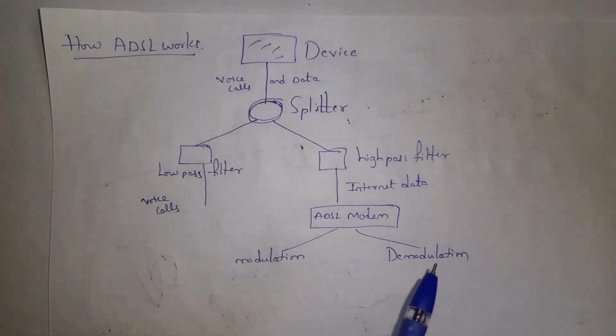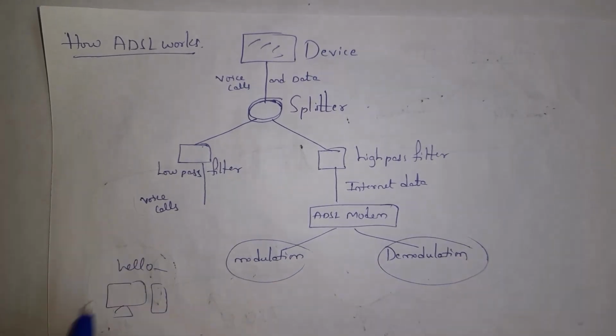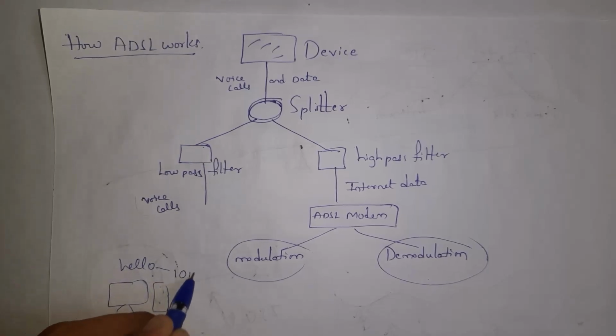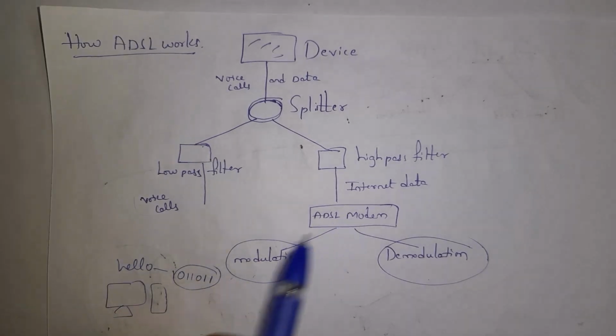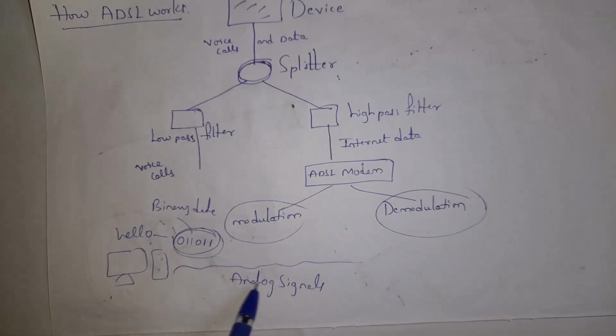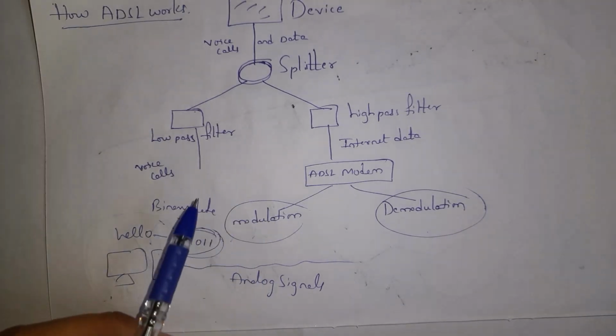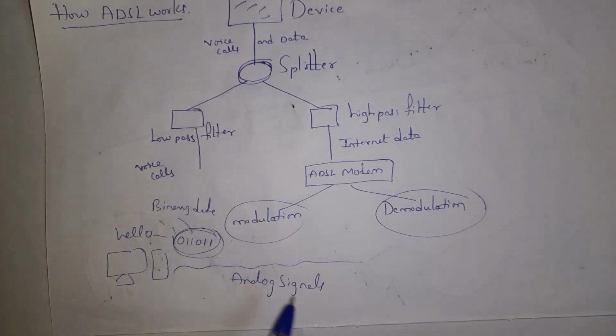Guys, the ADSL modem is a device. It will perform two operations. They are modulation and demodulation. For example, I will send the message hello to my friend. It is converted into zeros and ones. So the ADSL modem will perform modulation. That is nothing but converting our binary data into analog signals. Analog signals are nothing but continuous waves. So converting our binary data into analog signals is known as modulation.